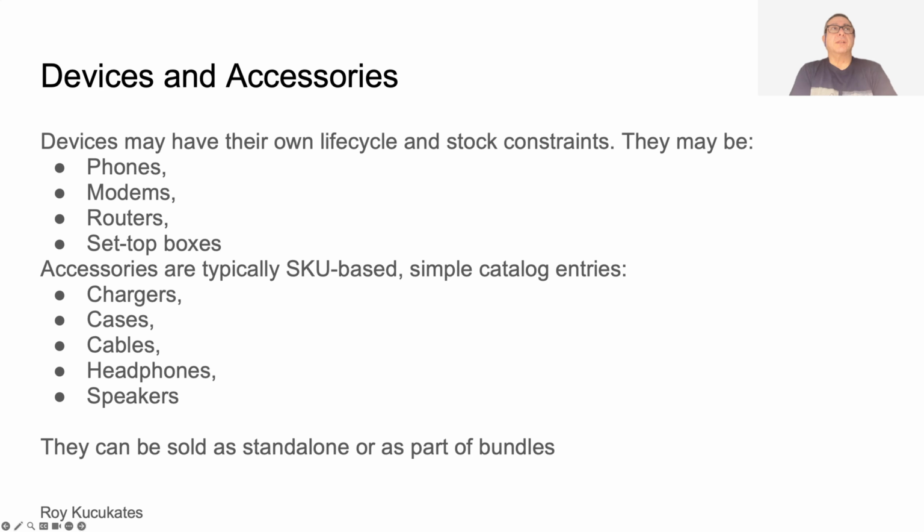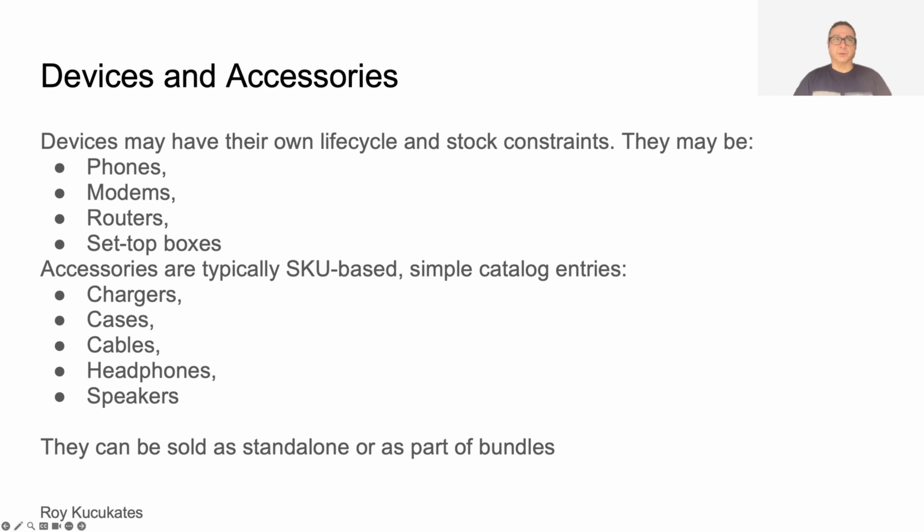Devices and accessories, these are, as the name implies, hard goods, and they have their own life cycle and stock constraints. Somebody needs to deliver these items, and usually they're shipped from a warehouse. These may be phones, modems, routers, set-top boxes, and the accessories are similarly SKU-based catalog entities, like chargers, cases, cables, headphones, speakers.